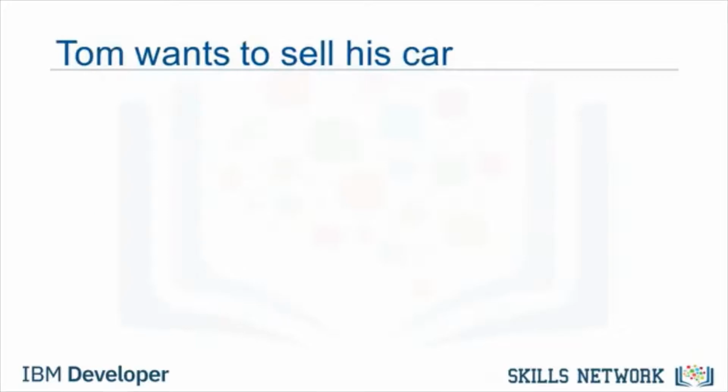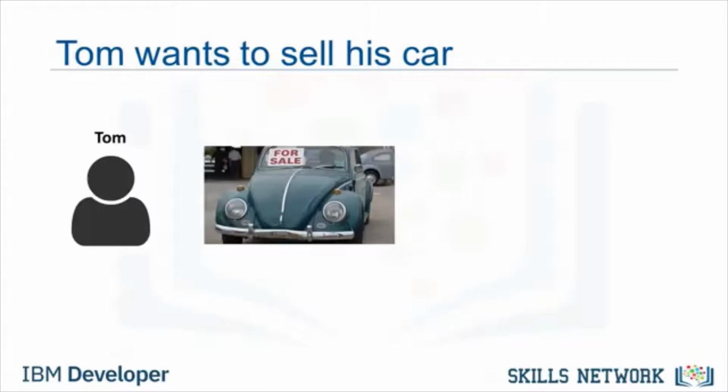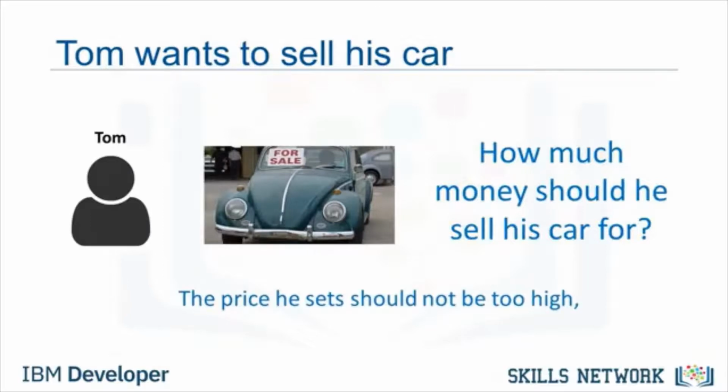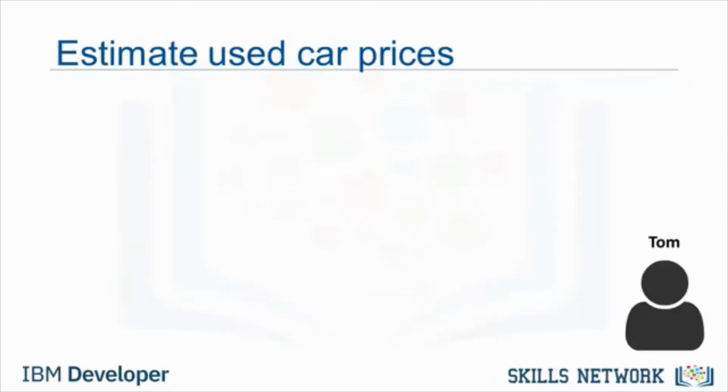So let's begin with our scenario. Let's say we have a friend named Tom, and Tom wants to sell his car. But the problem is, he doesn't know how much he should sell his car for. Tom wants to sell his car for as much as he can, but he also wants to set the price reasonably so someone would want to purchase it. So the price he sets should represent the value of the car.